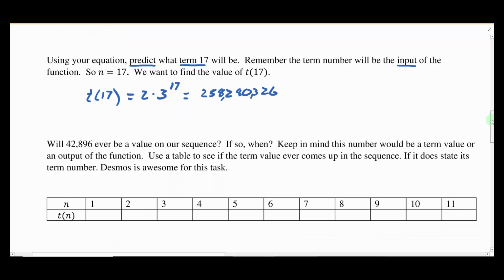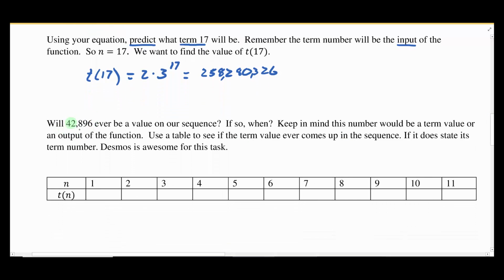Well, let's go the other direction. So the question is, will this number, 42,896, ever be a value in our sequence? And if so, when? So we would look at our sequence, generate all of our terms, and look for this number to appear somewhere in the sequence. Now remember, this number is a term value, so this is an output, not an input. So we're going to be looking here in the output part of our table. Remember, n represents the inputs, so the t of n's are the outputs.